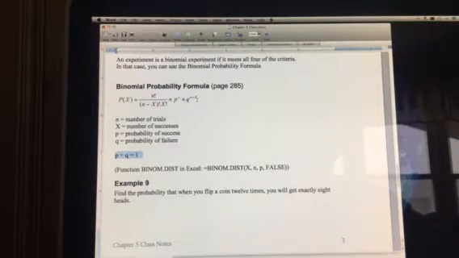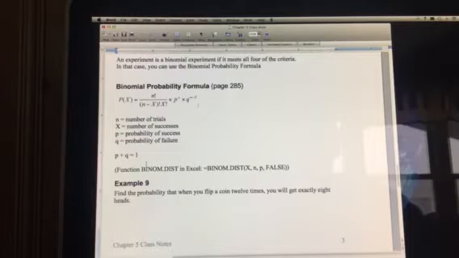This third factor is the failure piece. Q, probability of failure on any one trial, and the exponent is n minus x, number of trials minus number of successes. So n minus x is essentially the number of failures.